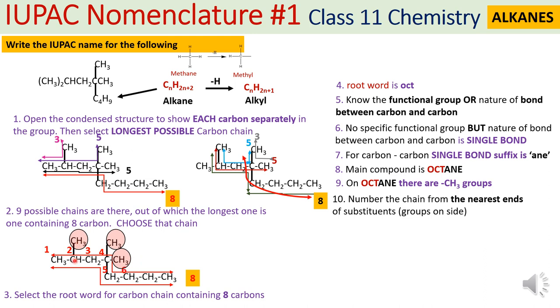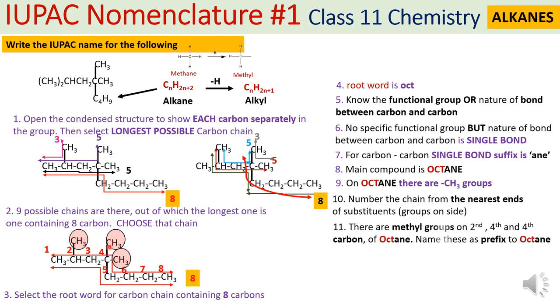So this is the nearest end. I have chosen CH3 as the group and this is the nearest end. If I choose that, this will be 2 methyl and this is 4 methyl and another methyl. There are methyl groups on the 2nd carbon, 4th carbon and also another 4th carbon of this octane chain. Then name these methyl groups as a prefix to the octane.